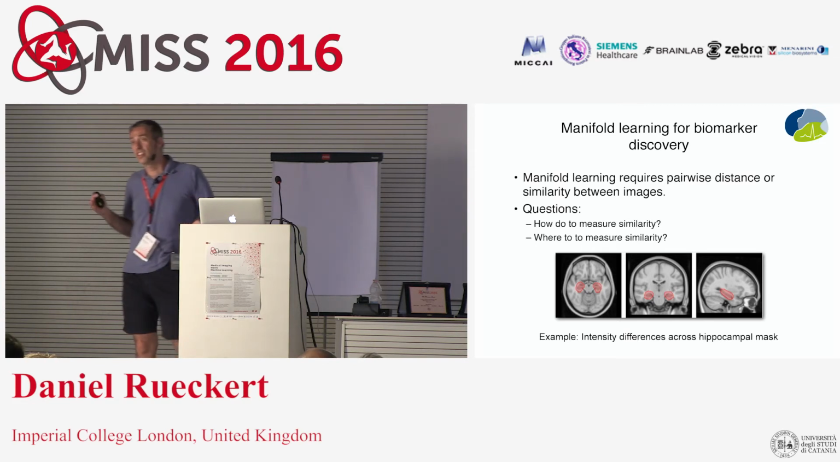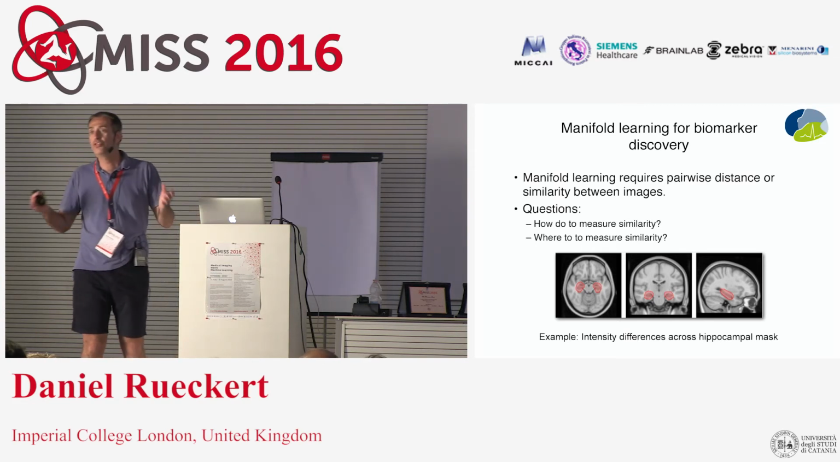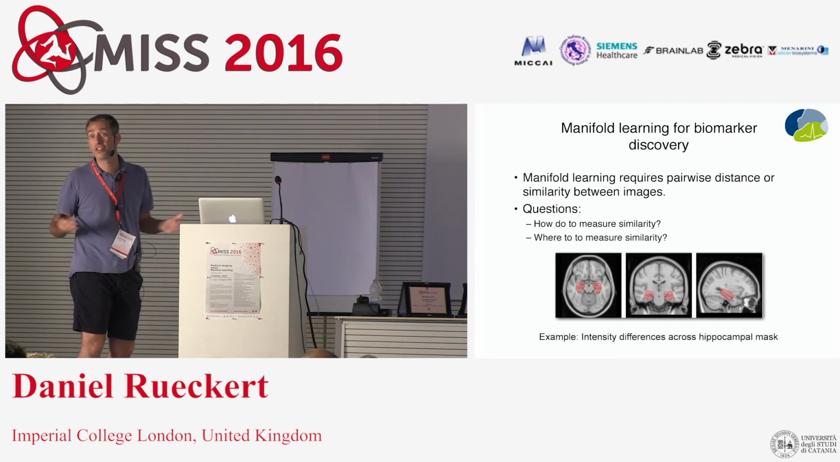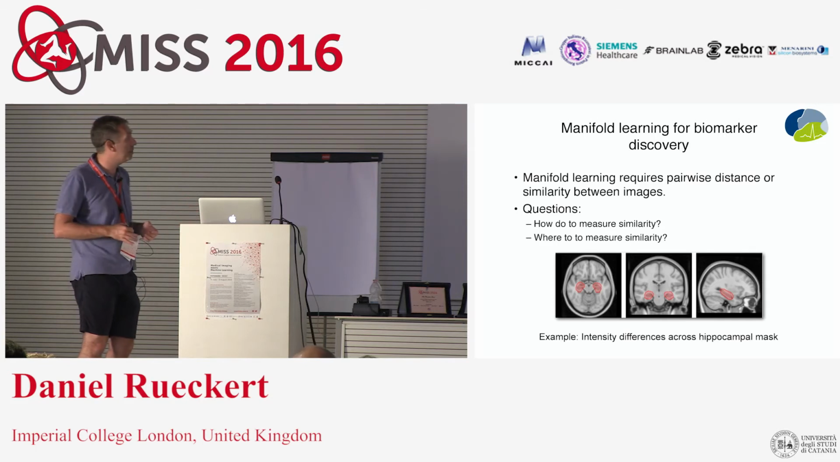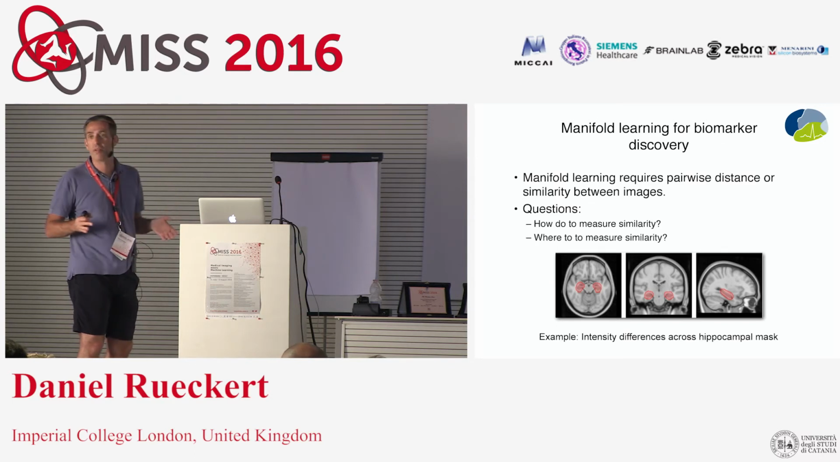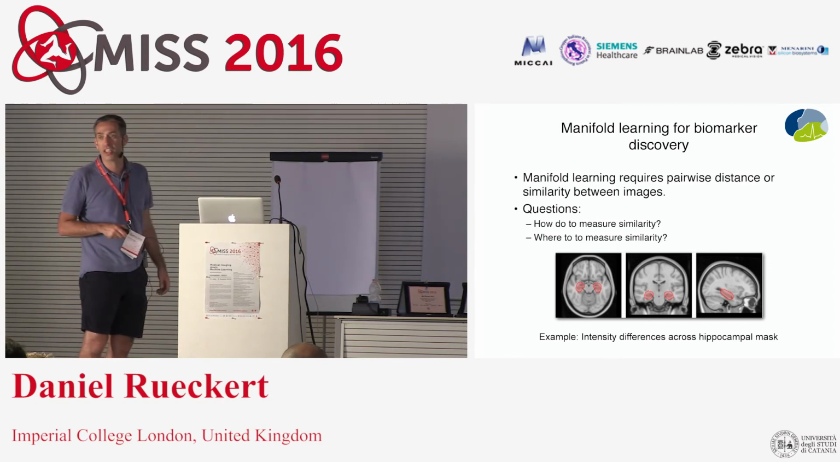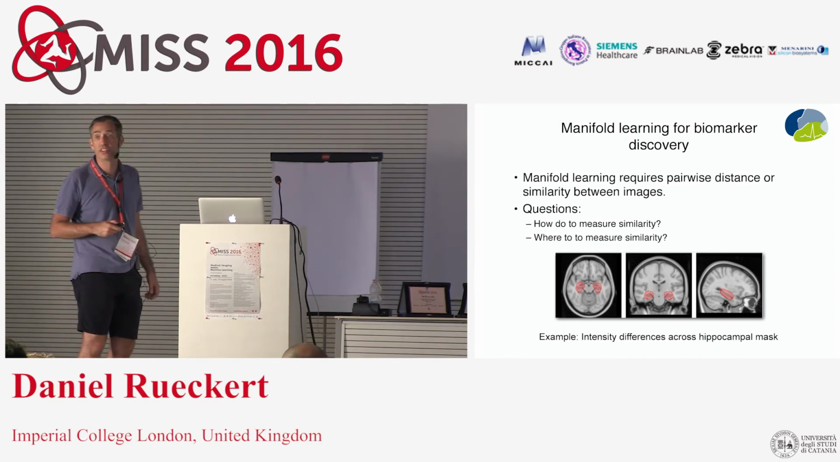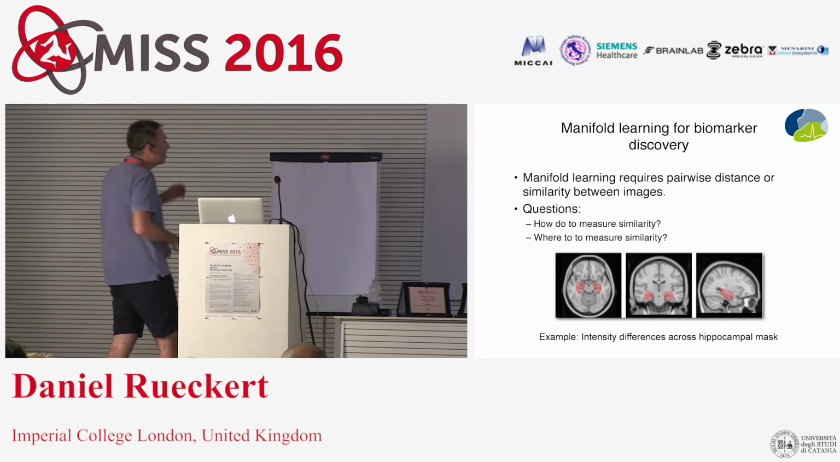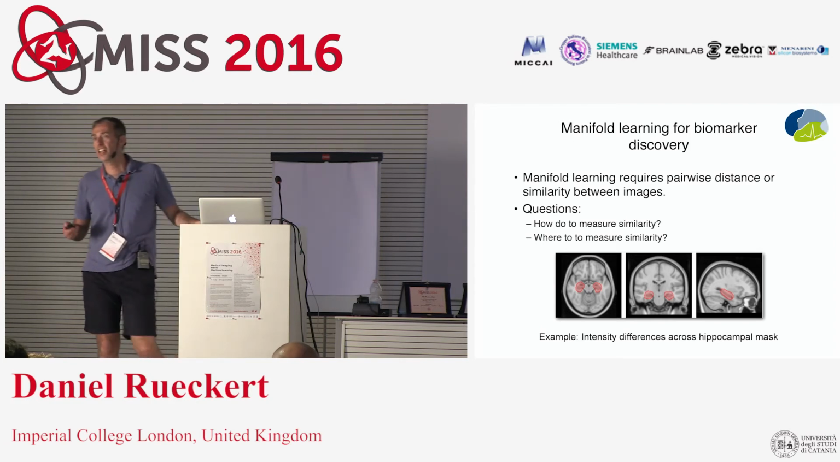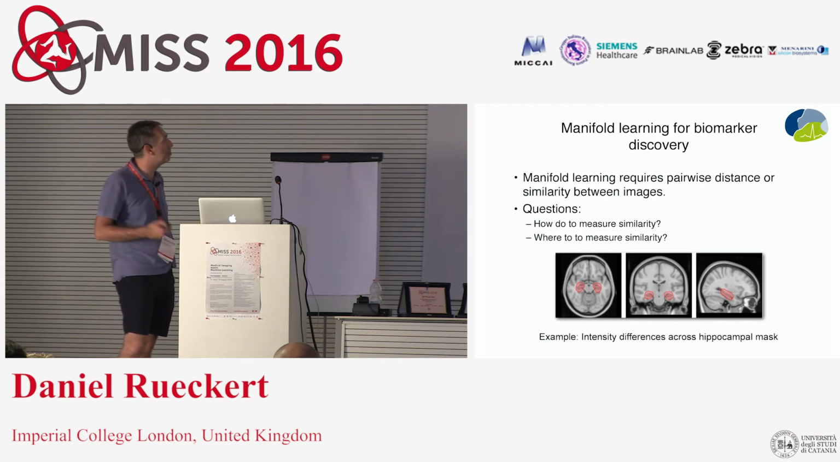However, one challenge is to identify which region in my image I should look at. Because if I take the whole image, then I'm going to find, for example, that some people have larger heads, larger brains than other people, and I also might find that some people have large ventricles. This is not what I'm actually interested in. So one option is to look at certain regions in the brain which I know a priori should be important regions. But the other approach is to learn directly from the data which regions are actually useful regions to measure similarity in.